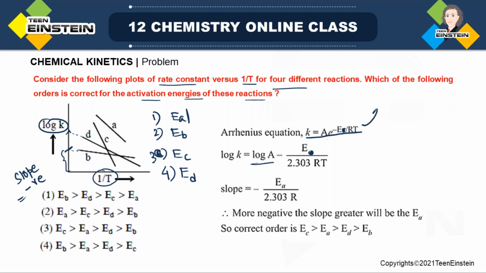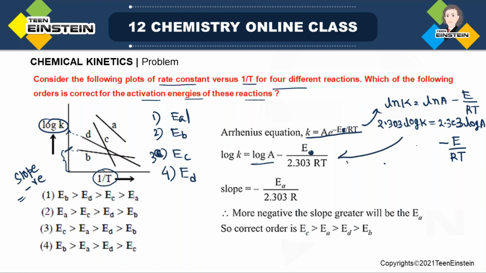If you take ln first, it will be ln K equals ln A minus E by RT. But if you want to convert it to log, then ln is actually equal to 2.303 log, so 2.303 log K equals 2.303 log A minus E by RT. Now divide each term on both sides by 2.303. So ultimately, what equation are you getting? Basically you are getting this equation, right?